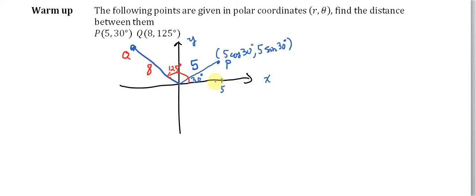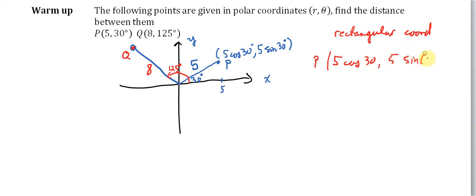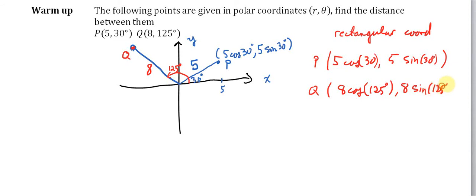Because we are going from the standard position, we can also find the rectangular coordinates of Q in the same way. So let's just talk about rectangular coordinates on the side here. For P, it is going to be 5 cosine 30 and 5 sine of 30. For Q, it is going to be 8 cosine of 125 and 8 sine of 125 degrees.